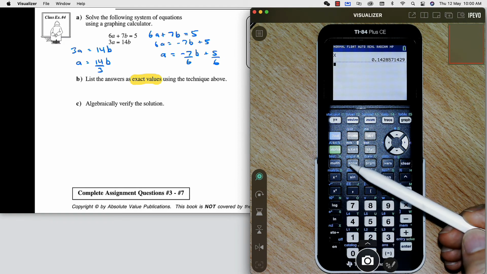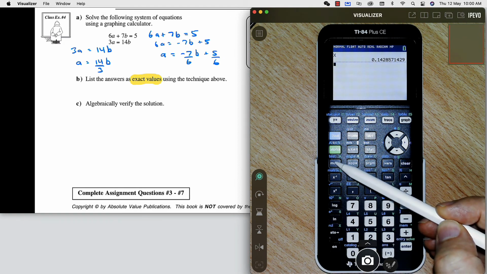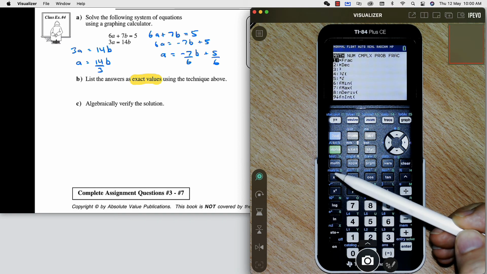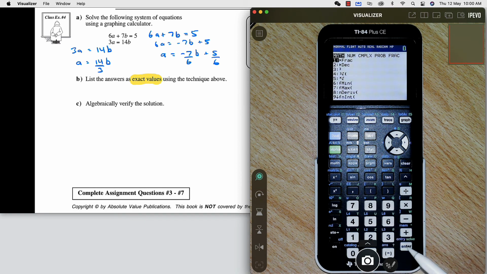So to convert that decimal to a fraction, you just press math, and number 1 says arrow fraction. So take whatever you have and convert it into a fraction. So I'm just going to press 1 or enter. And it says, do you want to take that previous answer and convert it to a fraction? Say yes by pressing enter again. And it tells us that the value is going to be, so X equals 1 over 7.